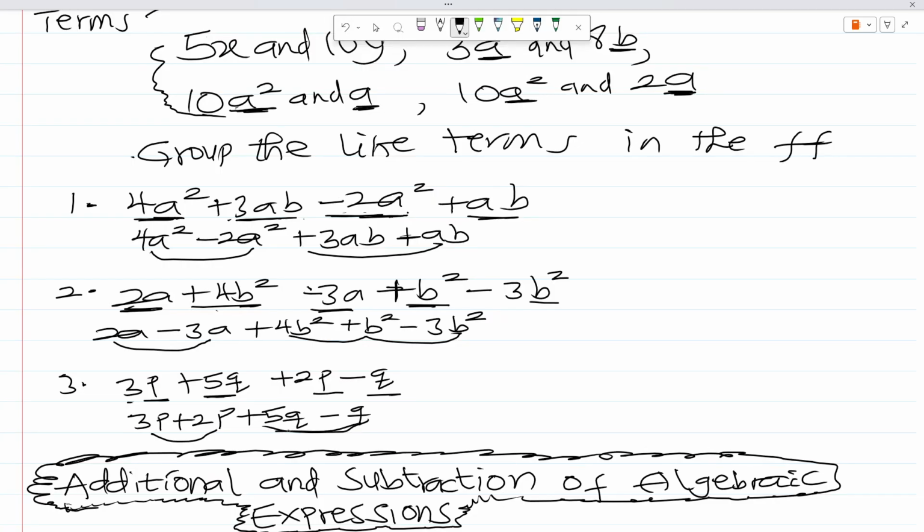Because for the 3p and 2p, there is p here, so they are like terms, and there is q here and q here, which are also like terms.